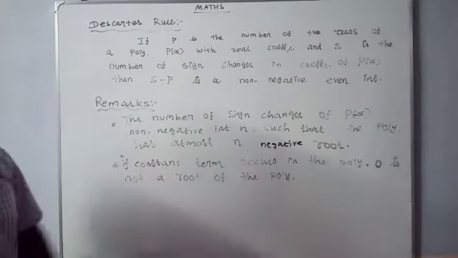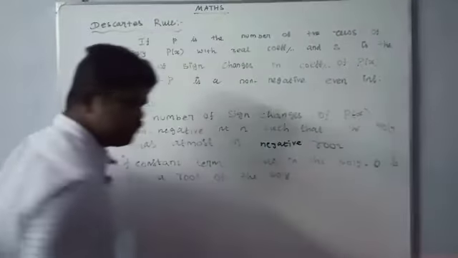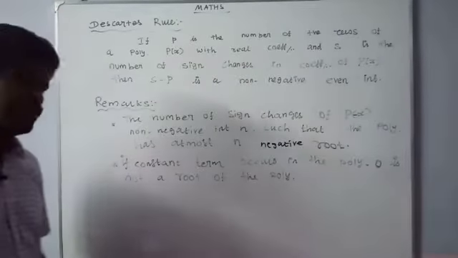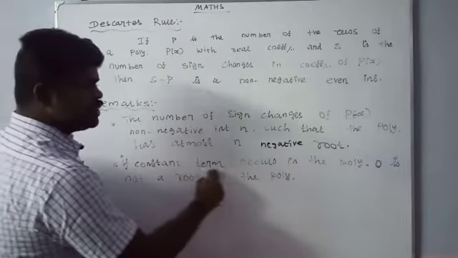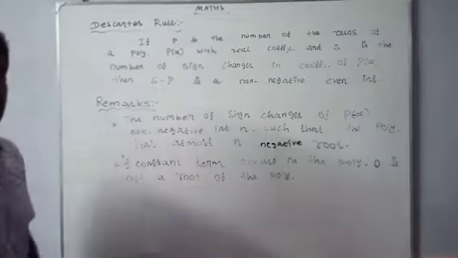I will explain it. If a constant term occurs in the polynomial, 0 is not a root of the polynomial.